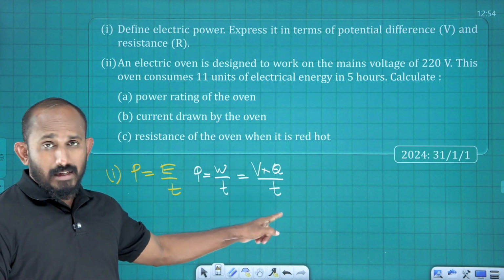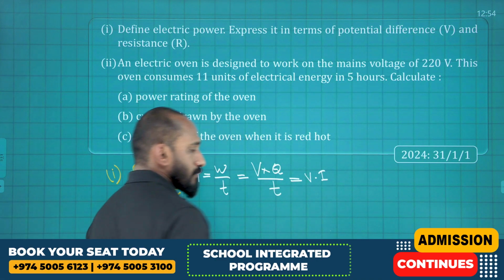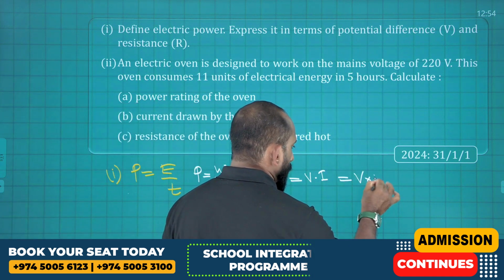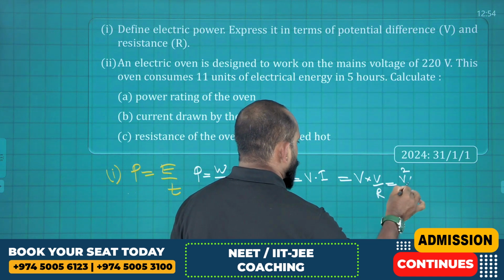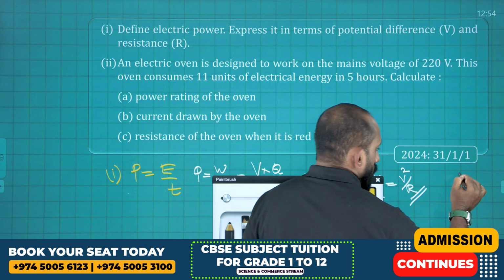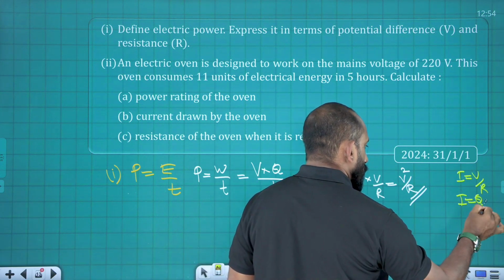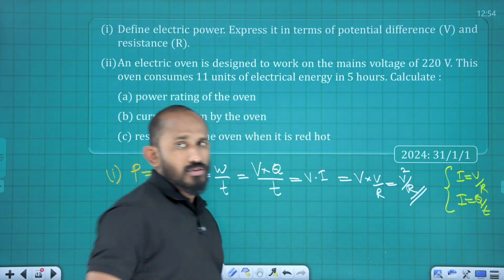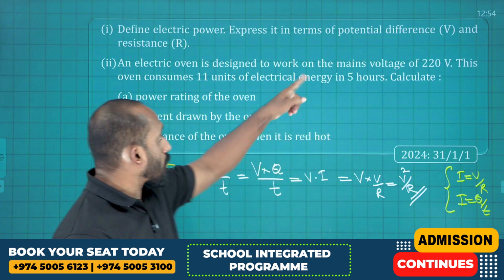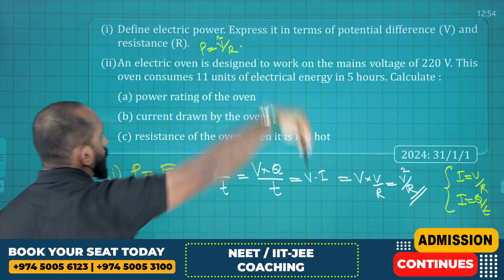Now what is Q by T? That is current, I only. So that is V into I. Now from Ohm's law we have I is equal to V by R. So that is V into V by R, that is V square by R. So there we made use of I is equal to V by R, and also I is equal to Q by T. These two concepts we used. Hence we got P is equal to V square by R. That's the required equation here. P is equal to V square by R. That we proved.